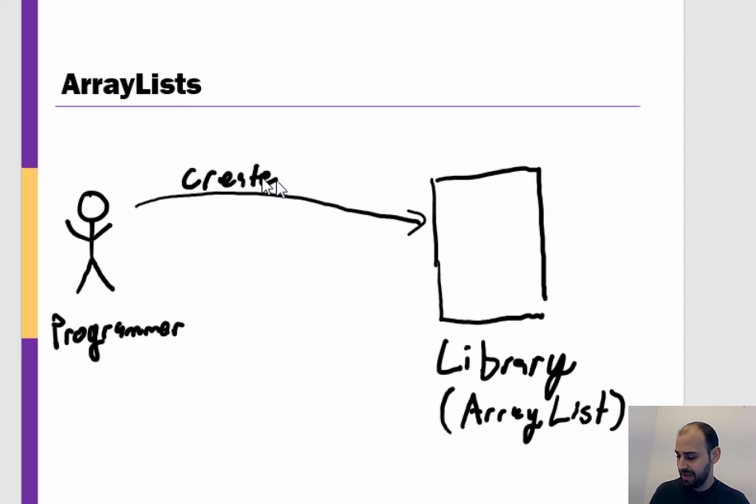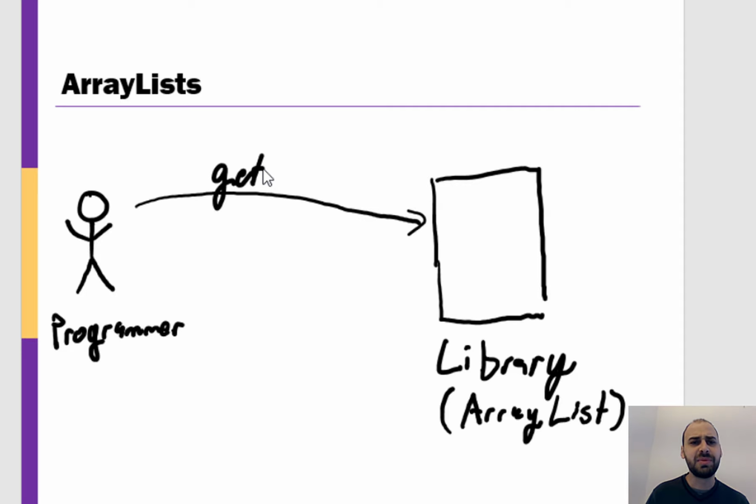Or instead of create, the array's already created and the programmer wants to add something to the end of the array. There's a whole lot of operations that we could imagine. Remove something from the array. Get something from the array. Maybe get the size or get a particular value.